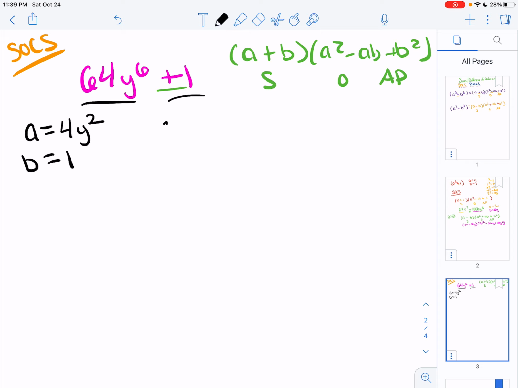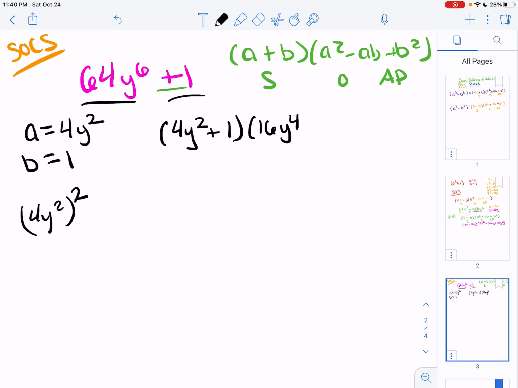So now I plug in. A is 4y squared, plus 1, which is B. A squared, 4 squared is 16. Y squared squared is y to the 4th, because what we're actually doing is 4y squared squared, make sure we understand that. Now I have minus AB. So A is 4y squared times 1, so it's just 4y squared. And then we have our B squared, which is just 1.